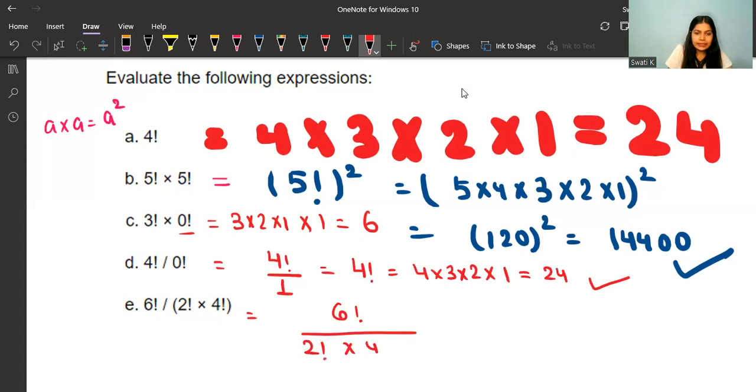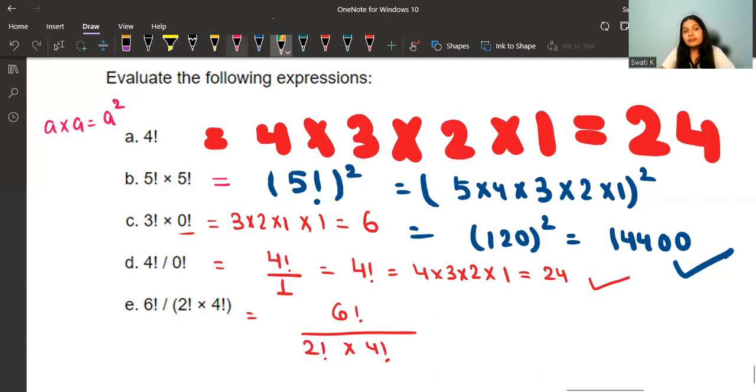Now, I want to tell you here something. There are two ways to solve this. The very first thing that you can do is 6 factorial, you can write down 6 into 5 into 4 into 3 into 2 into 1. In the denominator, you have 2 factorial, you'll write down as 2 into 1. And you also have 4 factorial that you'll write down as 4 into 3 into 2 into 1. And then you will just cancel it, you'll simplify it, right?